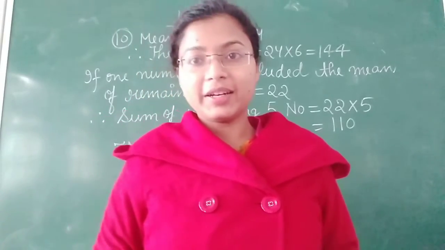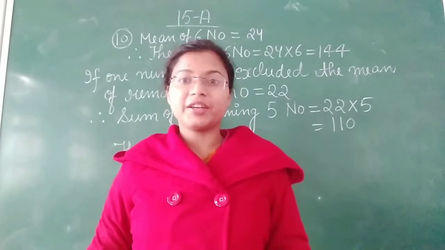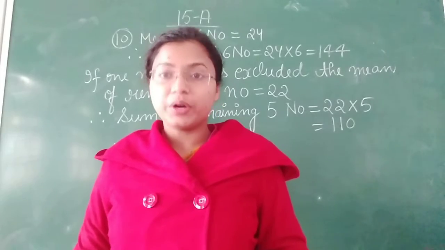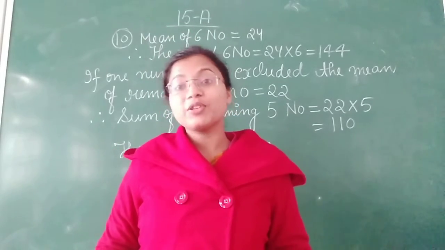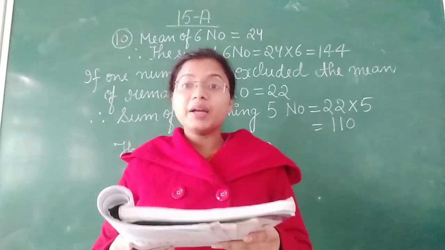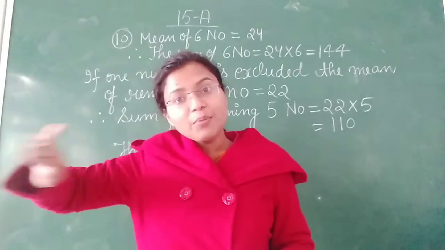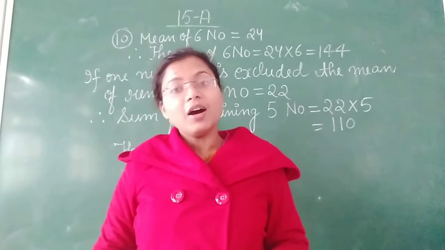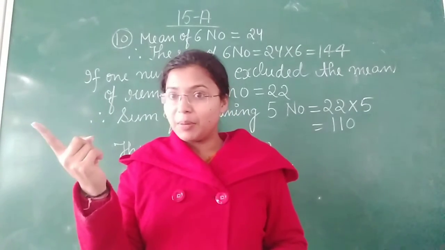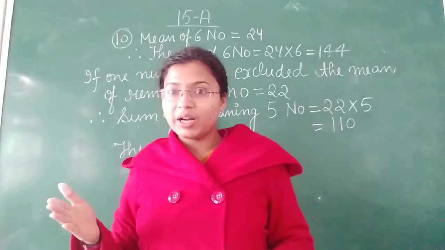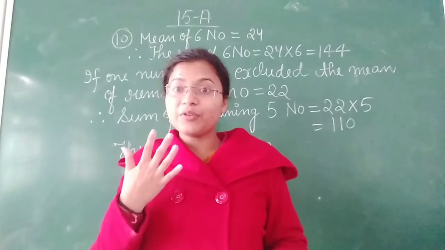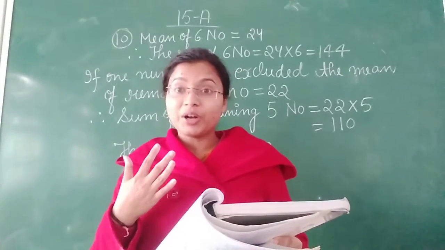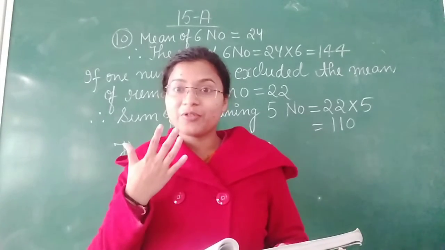Next is question number 10, and this question you have to understand very carefully. The mean of 6 numbers is 24. If one number is excluded, excluded means removed, the mean of the remaining numbers becomes 22. Earlier we had 6 numbers. If one number is excluded, we have 5 numbers, and the mean given as 22 is for 5 numbers, not 6.